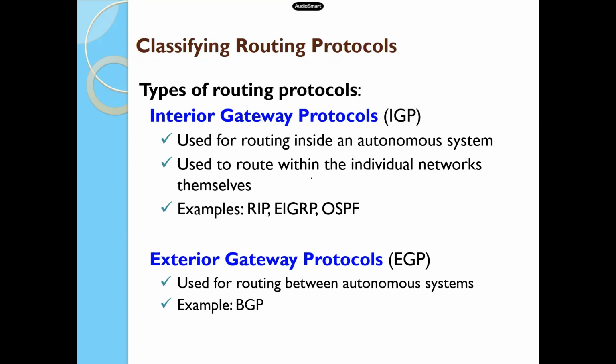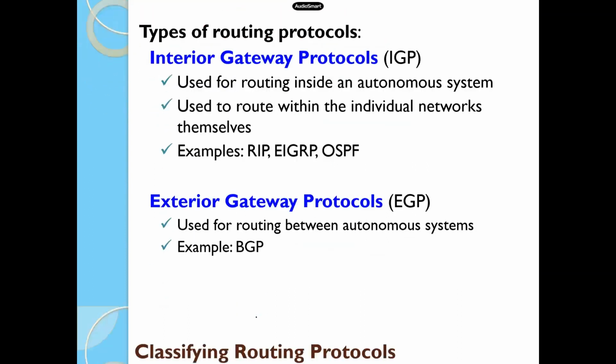And it is used to route within the individual networks themselves. Examples: routing information protocol, enhanced interior gateway routing protocol, open shortest path first. Now for the exterior gateway, there's only one example, the border gateway protocol.